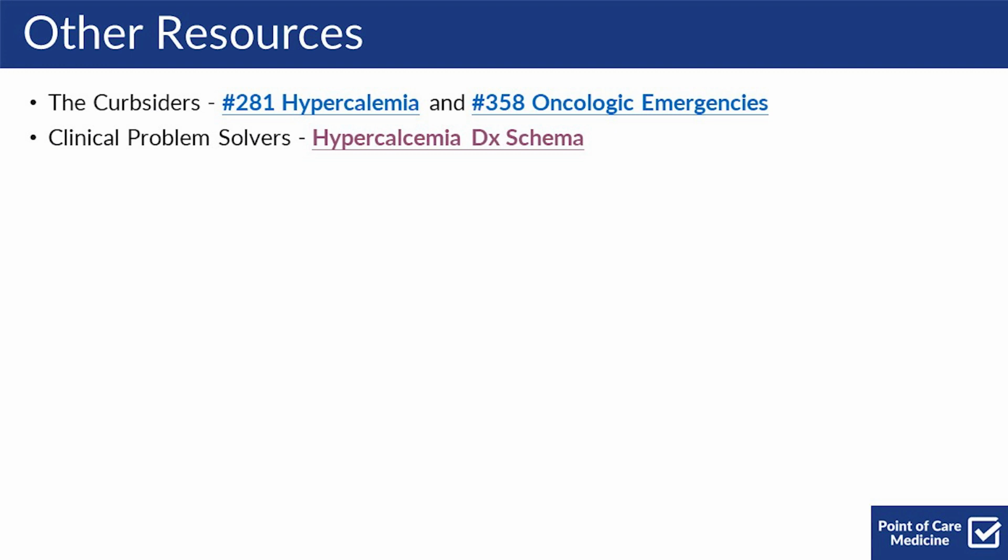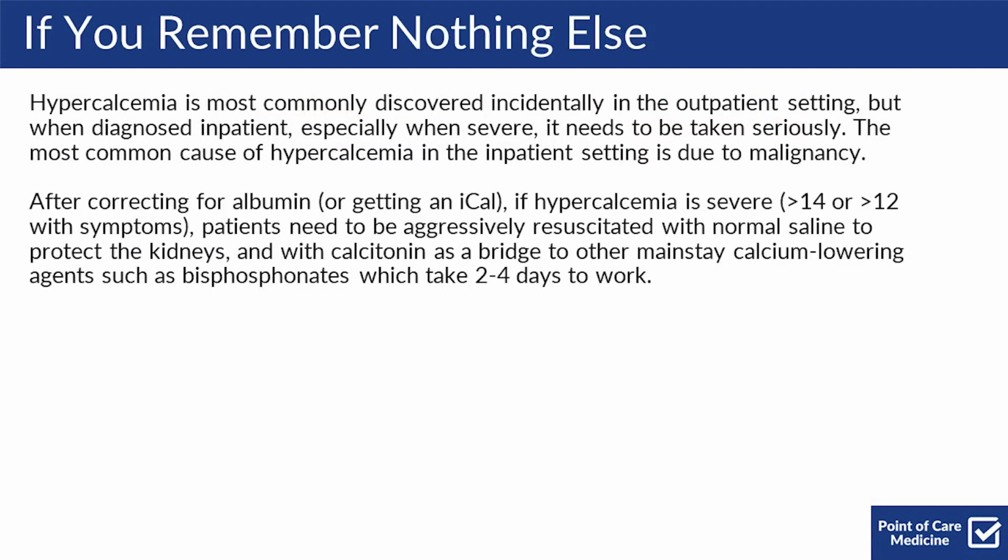So just to summarize, if you remember nothing else from this episode, remember this. Hypercalcemia is most commonly discovered incidentally in the outpatient setting, but when it's diagnosed inpatient, especially when it's severe, it needs to be taken very seriously. The most common cause of hypercalcemia in the inpatient setting is malignancy. After you've corrected for albumin or you've gotten an iCal, if the hypercalcemia is severe or you're having symptoms, you need to be aggressively resuscitated with normal saline to protect your kidneys and given calcitonin as a bridge to other mainstay calcium-lowering agents such as bisphosphonates, which can take 2 to 4 days to work.